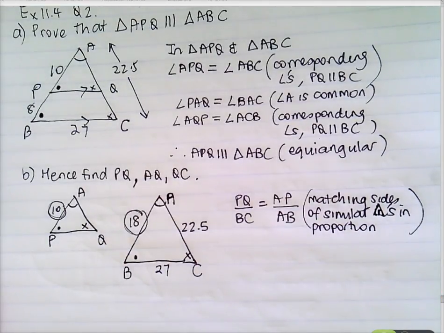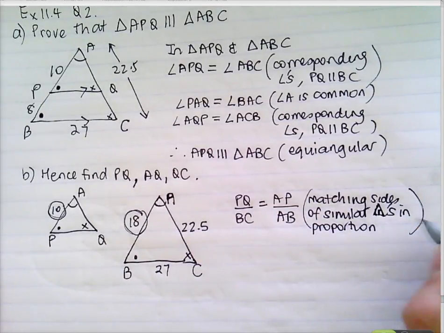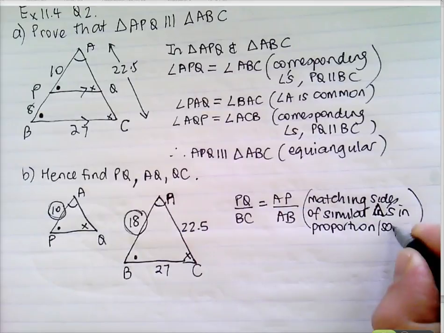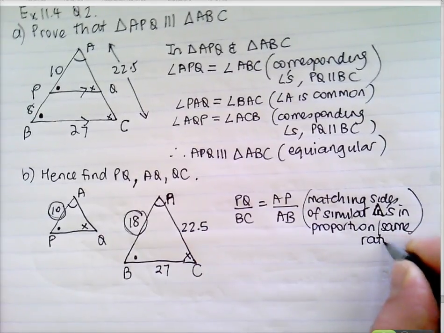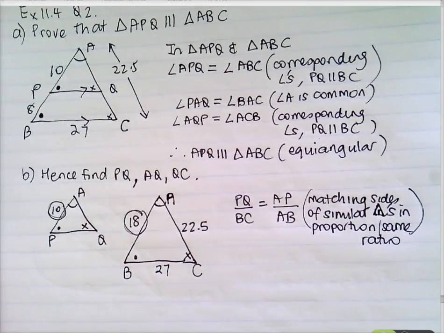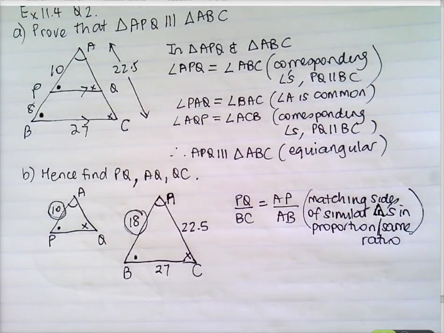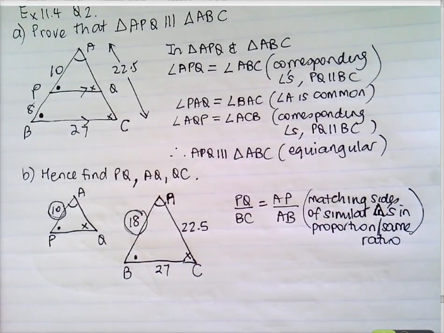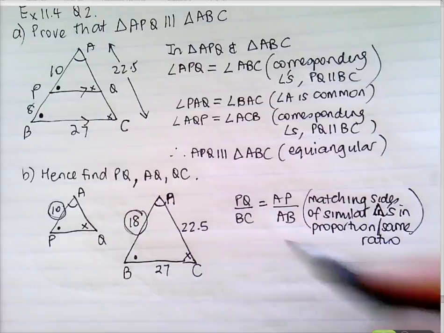Matching sides of similar triangles would mean that they're equal. So I want matching sides of similar triangles in proportion, or in the same ratio. I don't mind what you use as long as it's one of them. You can either use the word proportion or same ratio. Remember, fractions are ratios. You can write ratios as fractions. See, these are written as fractions.